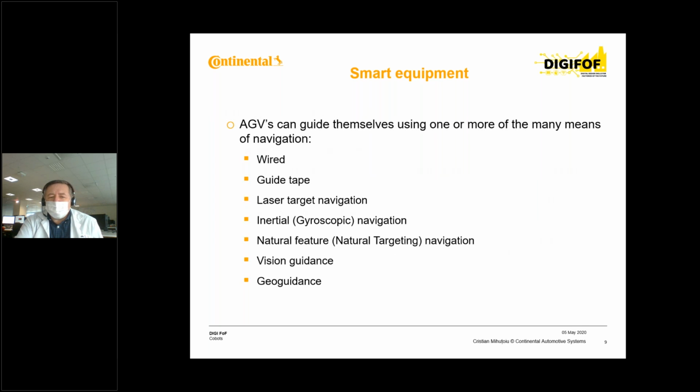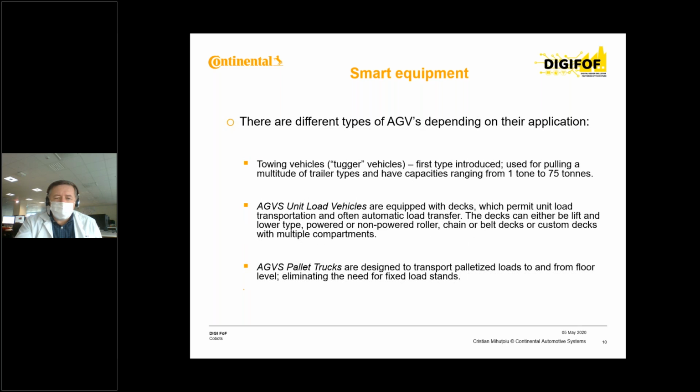AGVs can guide themselves using one or more of these many means of navigation. It can be wire guiding or guide tape. There are also laser target navigation in operation, inertial navigation, vision guidance, and geo guidance. There are all these ways of guidance. The AGVs are defined based on the application, based on the environment where the AGV will run. Depending on their applications, we have several kinds of AGV.